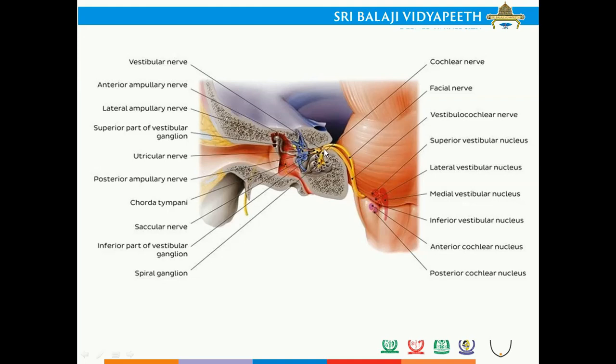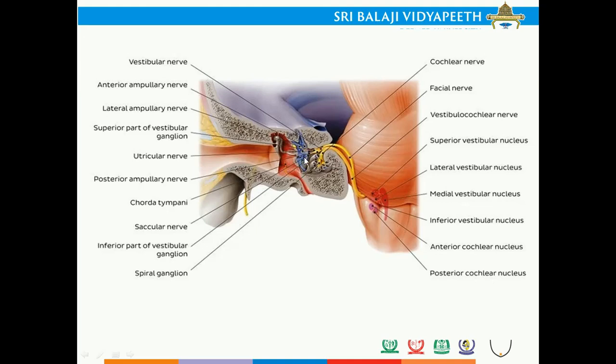The internal acoustic meatus is a passage for the nerve to enter from the brain into the internal ear. So before it enters, it divides into the vestibular part and the cochlear part. The vestibular part ends in a ganglion called Scarpa's ganglion, responsible for the maintenance of equilibrium. The cochlear nerve enters the inner ear and goes to the labyrinth, and from the labyrinth it also supplies the cochlea to carry the hearing sensation.